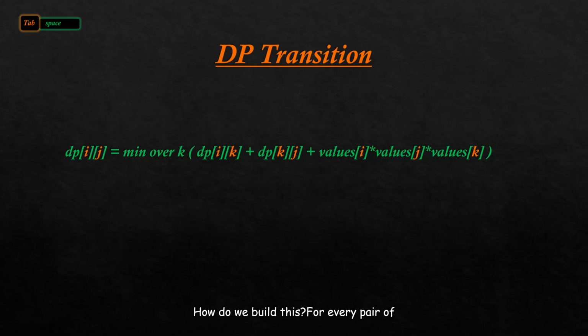How do we build this? For every pair of vertices i and j, we try inserting a third vertex k between them. This forms a triangle ijk and leaves us with two smaller subproblems, triangulating ik and kj. So the formula becomes dp[i][j] equals the minimum over k of dp[i][k] + dp[k][j] + values[i] × values[j] × values[k]. This recurrence captures the essence of the problem.